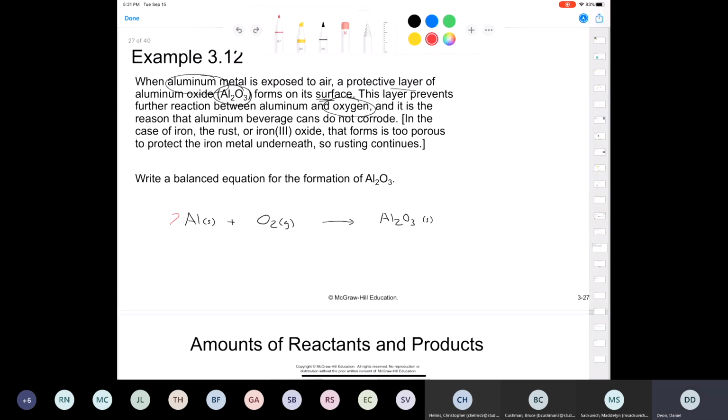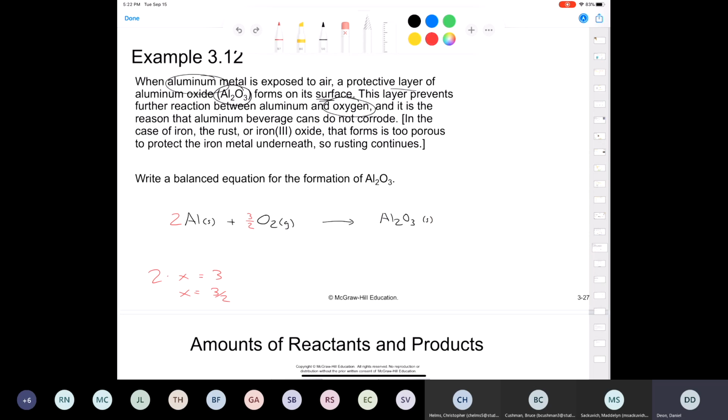So that means I need to at least put a 2 here. Okay, I've got 2 oxygens here and I've got 3 over here. What times 2 is going to give me 3? Right, you could solve it like this. You could say 2 times x equals 3. X is equal to 3 divided by 2. Right, so if I put 3 over 2 here like this, that means I have 3 oxygens, 2 aluminums, and I have 3 oxygens and 2 aluminums over here like that.